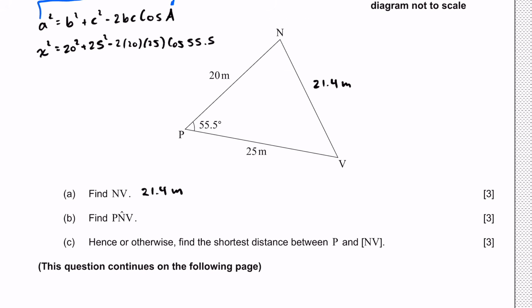Next, we want to find PNV. So first off, what are they asking for? They're asking for this n, where the top hat is, PNV. We're looking to find this theta value right here.